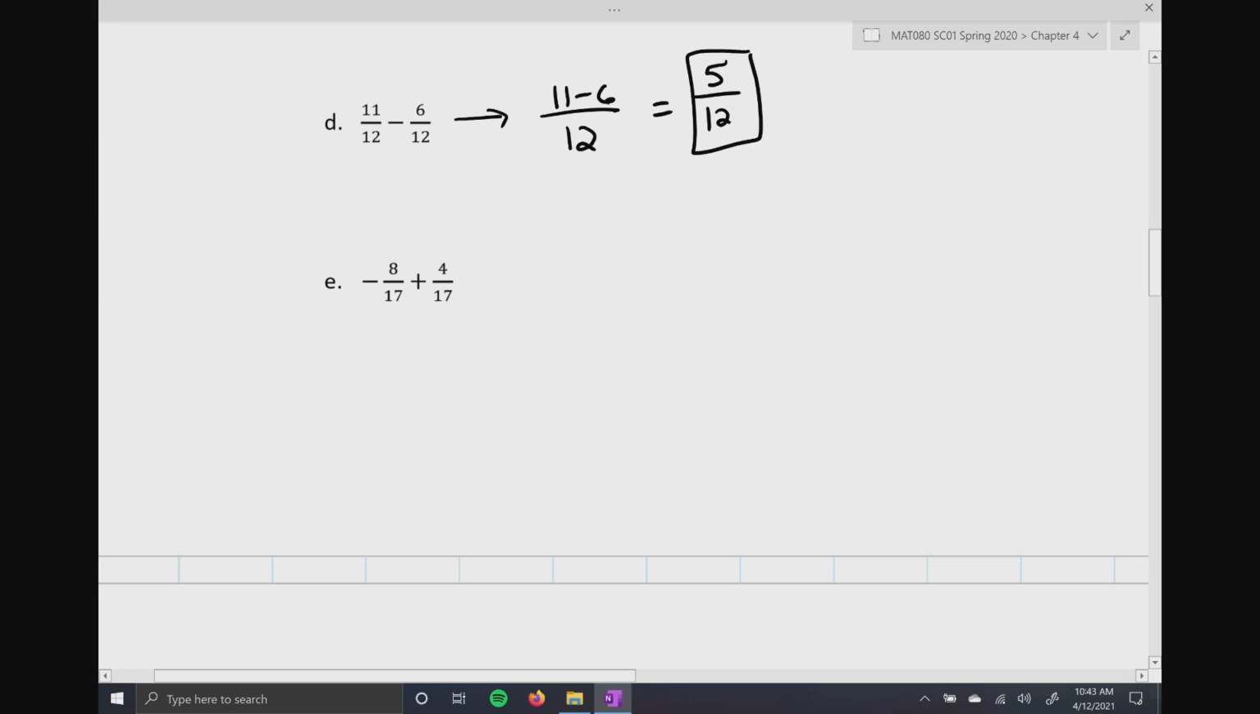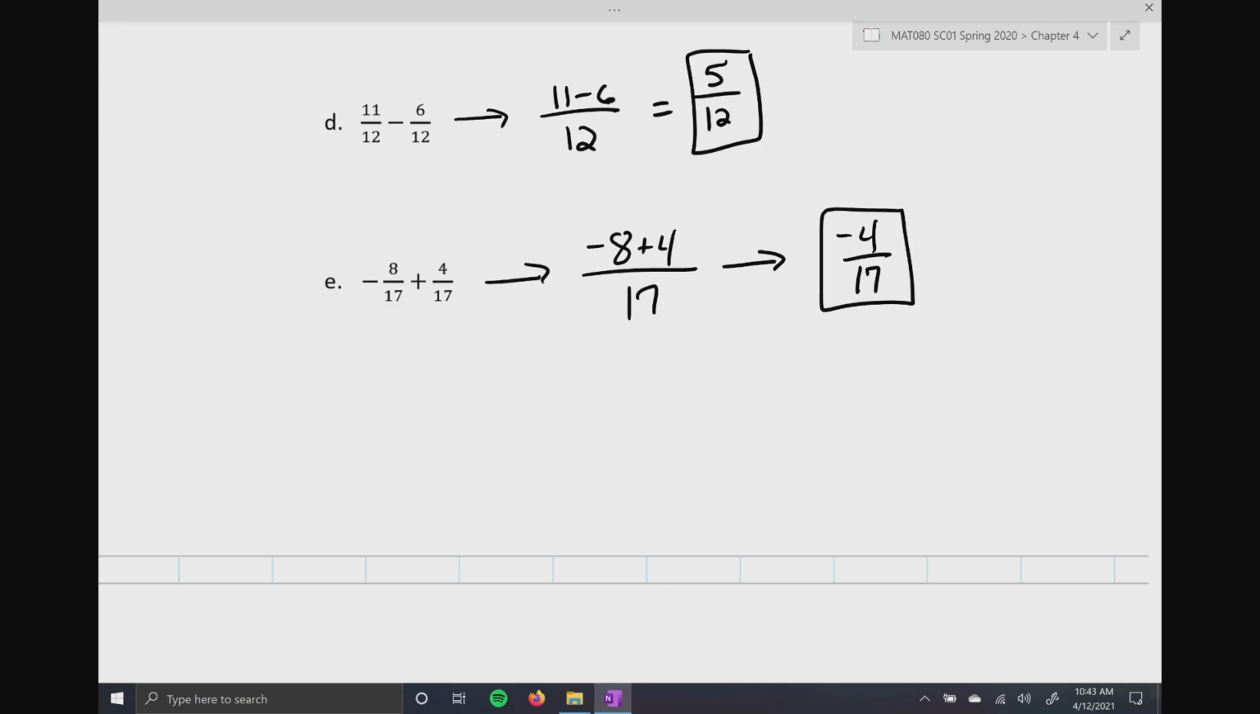All right. We'll do one more here. Once again, denominators are the same, 17. So you just rewrite the numerators. Negative 8 plus 4. Negative 8 plus 4 is going to be negative 4. And 17 is already prime, so I know I can't reduce anything. So negative 4 over 17.